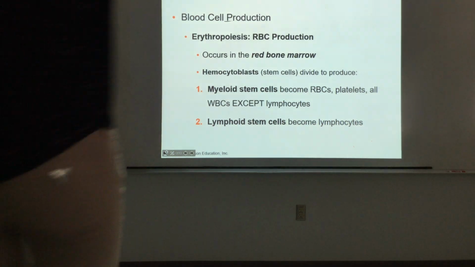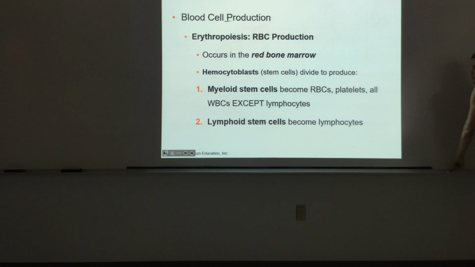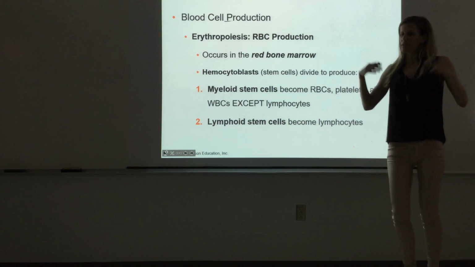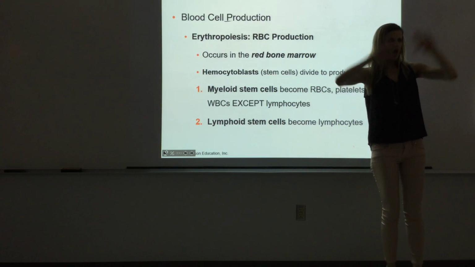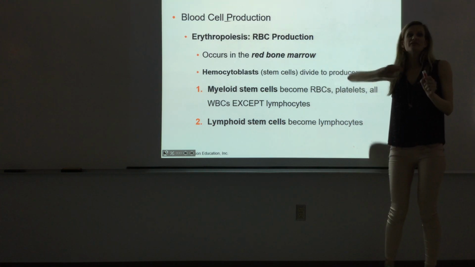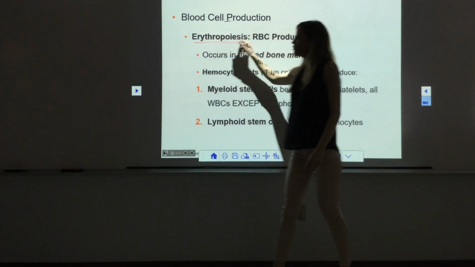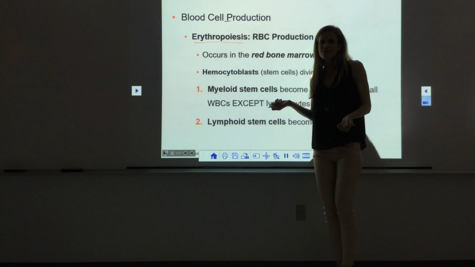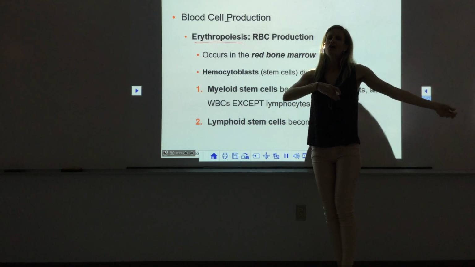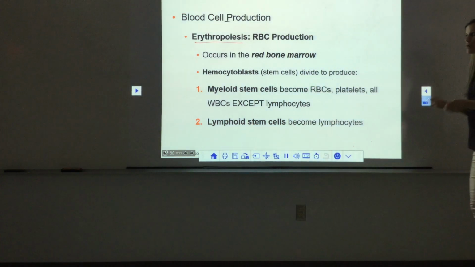Okay, so let's talk a little bit about red blood cell production. Blood cell production in general, like all of them, is hematopoiesis. But if we talk specifically about red blood cell production, that's erythropoiesis, right? Because red blood cells are called what? Erythrocytes, right? So making erythrocytes is erythropoiesis.